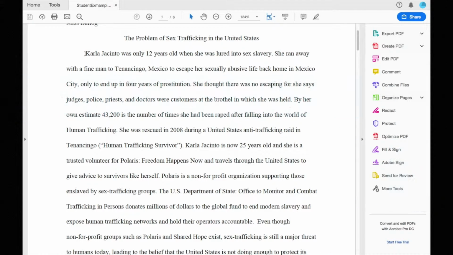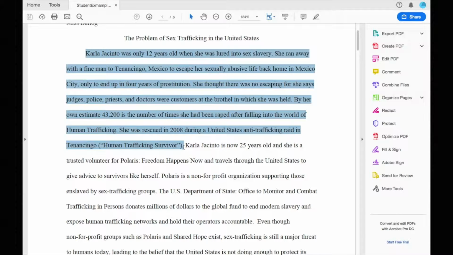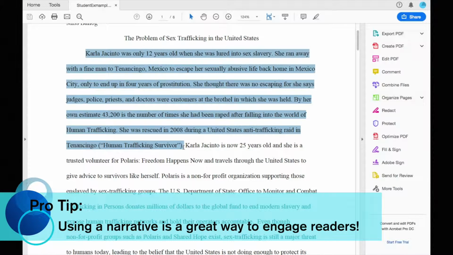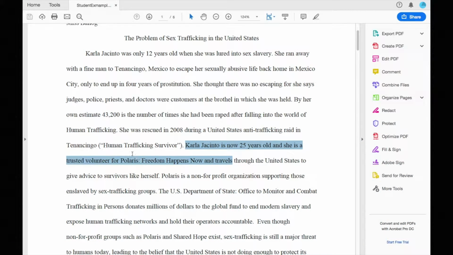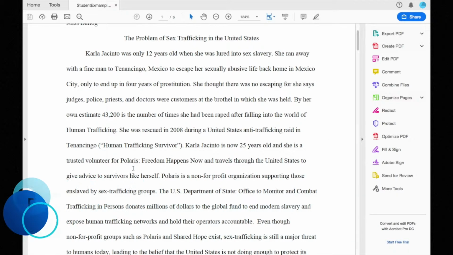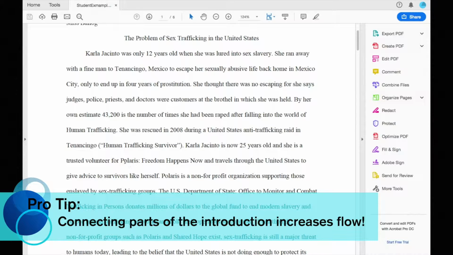To open the paper, you need an attention-getting device. And this student used an example of a person who actually went through the sex trading industry forcefully, and how she got out of it through a program called Polaris Freedom Happens Now. And what's really good about this is that the student connects the personal example from one of her primary sources to the actual source she's going to use in her paper.